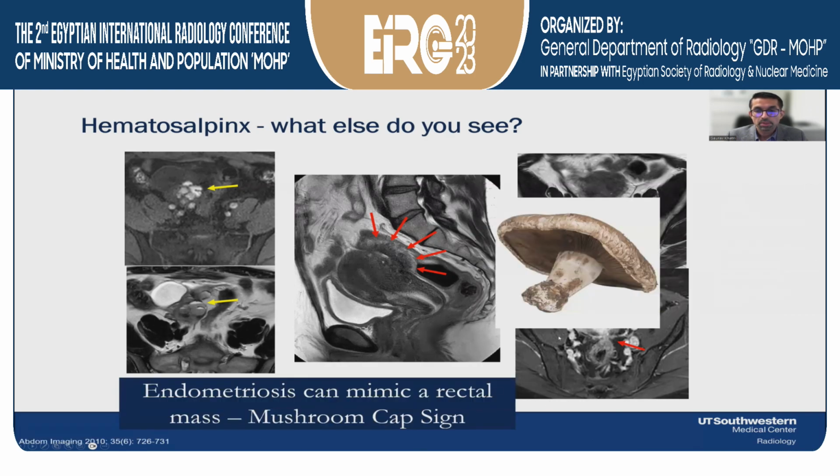It can mimic what's called a mushroom cap sign, and it's called that because the undersurface is dark, just like the undersurface of a mushroom, and the upper portion is bright, just like the top of the mushroom here. So this is a mushroom cap sign. Always look for this, as this is very important for management when they're going for surgical resection of endometriosis.